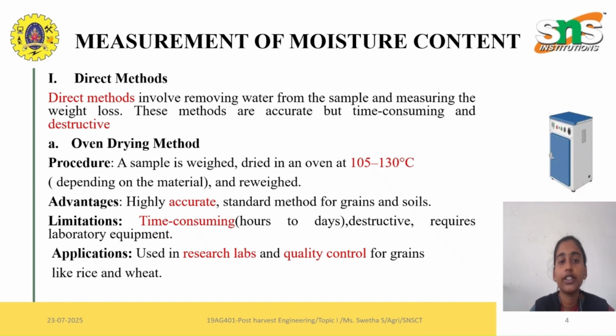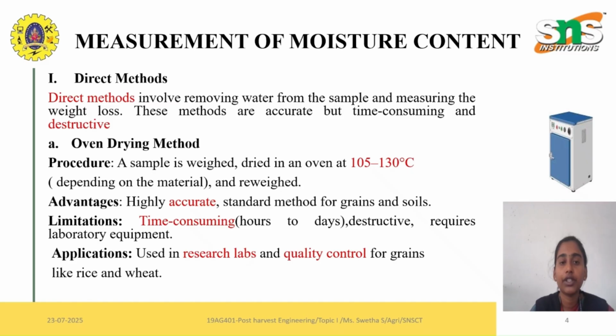Measurement of moisture content. There are various methods to measure moisture content, and they are divided into two major types: direct method and indirect method. The direct method involves removing water from the sample and measuring the weight loss with the help of dryers. We have various types of dryers like vacuum oven, tray dryer, and hot air oven. These methods are accurate, but they consume our time and are destructive.